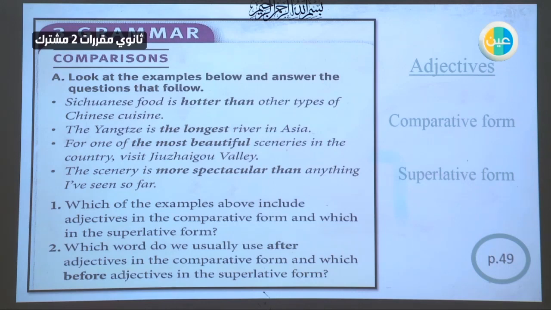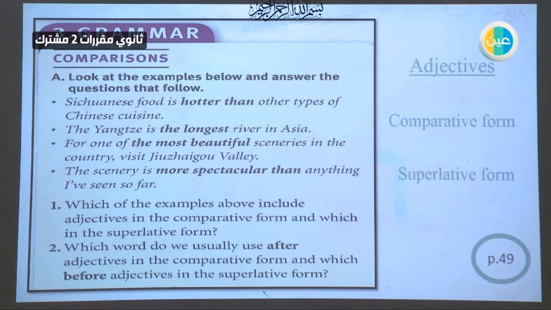Now, we have a couple of questions. To be able to answer these questions, we have to know the meaning of these words that I have put in front of you. The first question is, which of the examples above include adjectives in the comparative form and which in the superlative form? So we have to know, what does comparative and superlative mean? The second question, which word do we usually use after adjectives in the comparative form, and which before the adjectives in the superlative form? To be able to answer these two questions, we're going to go through details about the adjectives and the comparative forms.